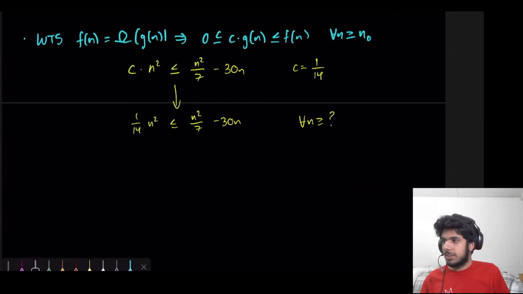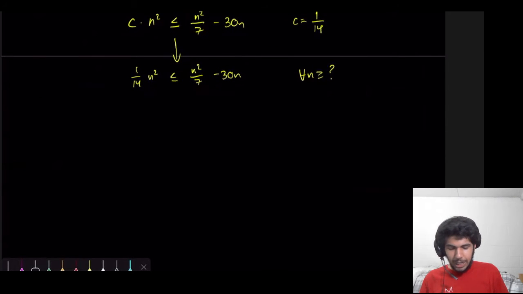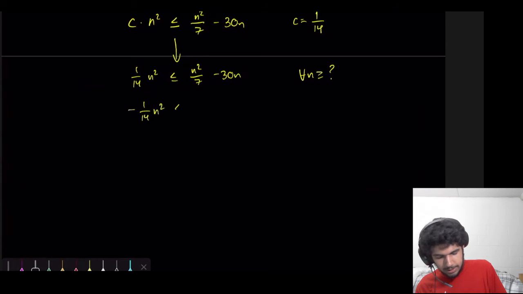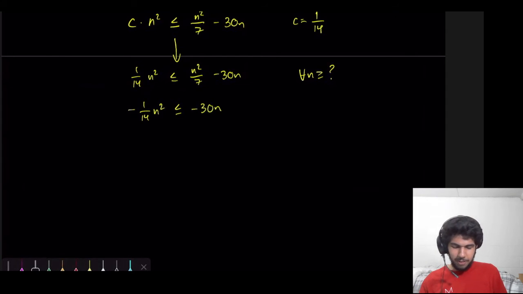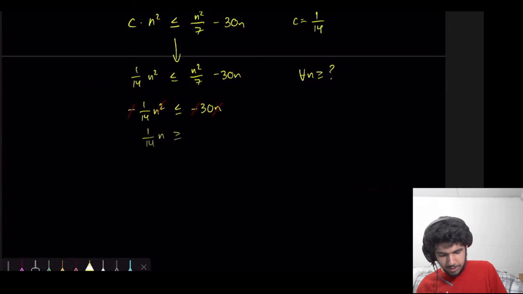All right, so let's continue with this. We can subtract n squared over 7 on both sides, and we'll get negative 1/14 n squared is less than or equal to negative 30n. We can divide by negative n on both sides, and that cancels a negative sign and one of these n's, and it also flips the inequality. So we get 1/14 n is greater than or equal to 30, which tells us that n should be greater than or equal to 420.